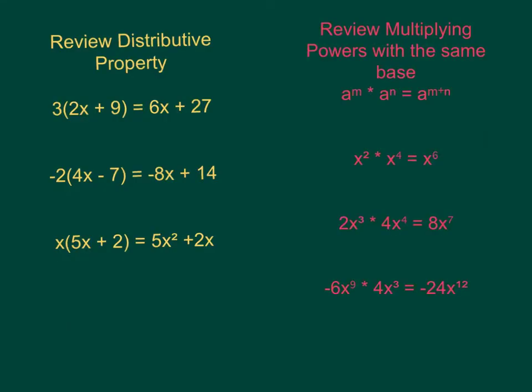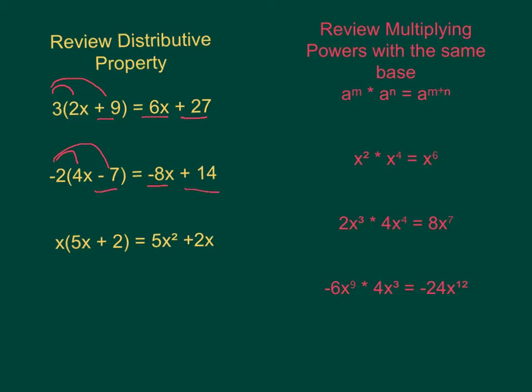Here's a quick review of the distributive property and one of the properties of exponents. So if you remember, the distributive property just means you multiply whatever's out in front of parentheses to everything on the inside of parentheses. 3 times 2x is 6x, 3 times a positive 9 is a positive 27. Same thing except distributing a negative. Negative 2 times 4x is negative 8x, and negative 2 times a negative 7, negative times a negative is a positive 14.